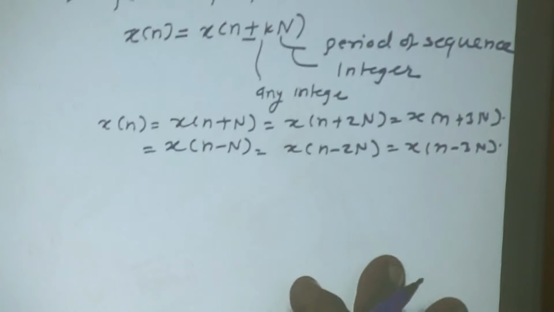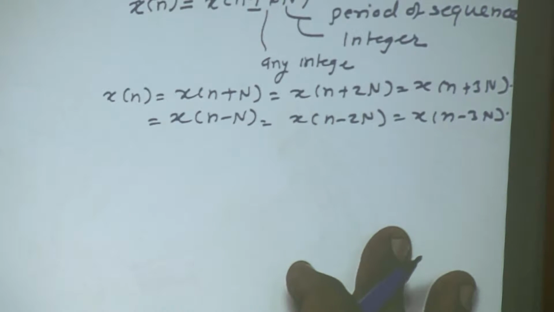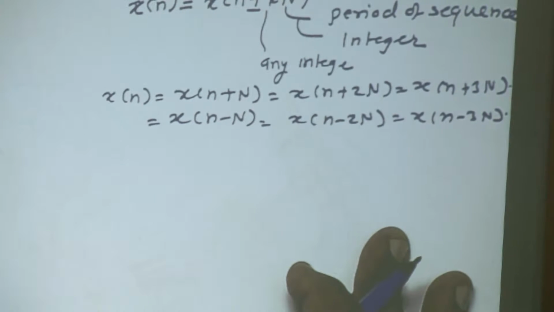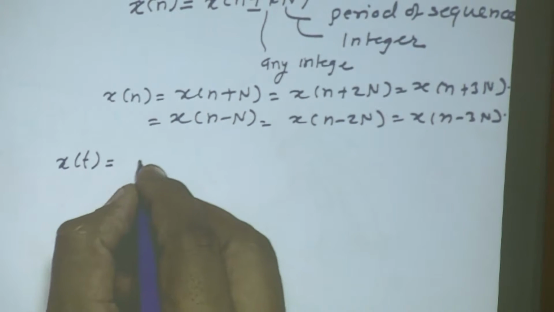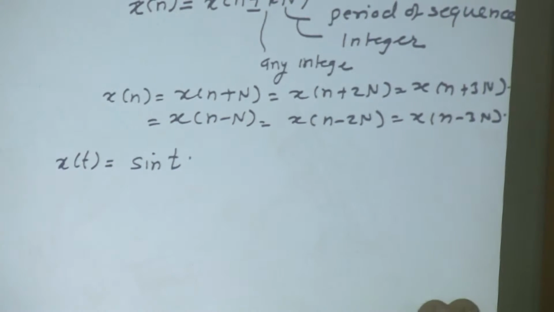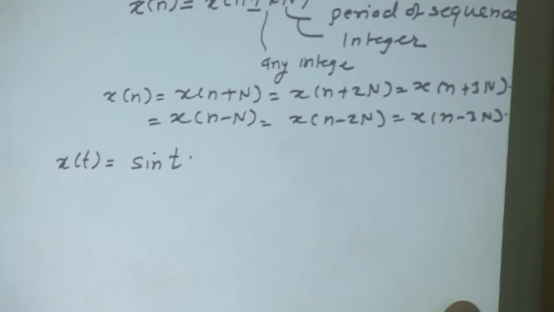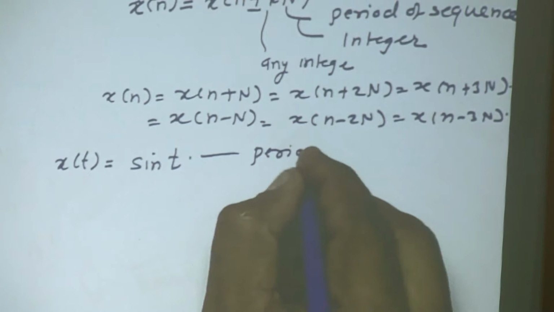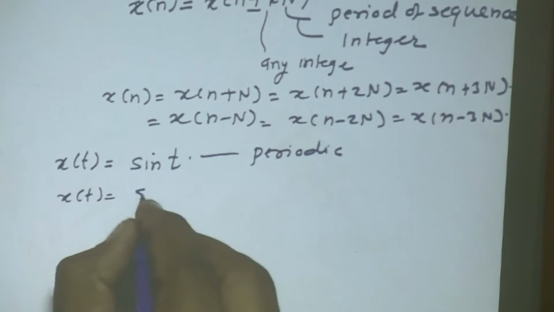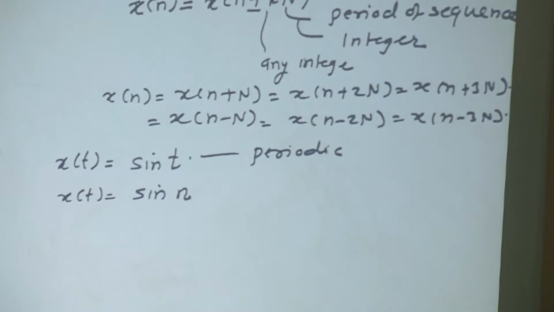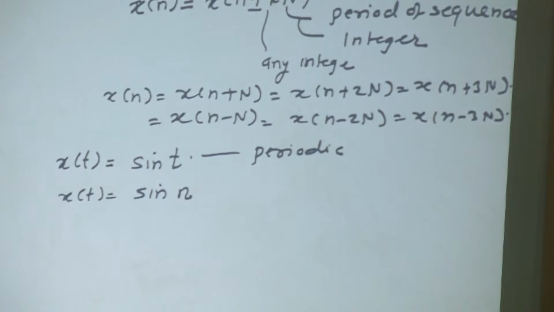Alright, let us take an example now to explain. I have a signal called x(t), which is equal to, say, sin(t). Tell me whether it is periodic or aperiodic in the time domain. In continuous time, sin(t) is periodic. Now x(n) is equal to sin(n). Check whether it is periodic or not. Is it periodic?